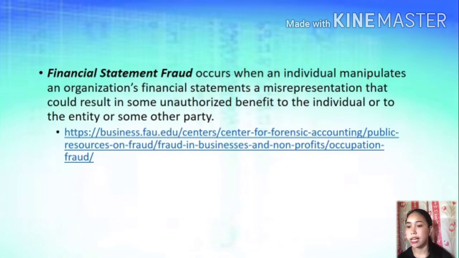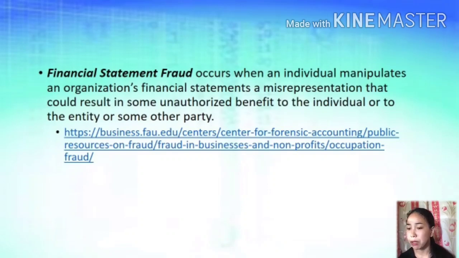Next is corruption. Corruption is the second most common type of occupational fraud. The main form of corruption consists of an individual exercising their undue influence upon others. Examples of this form are conflicts of interest, bribery, improper gratuities, and economic extortion.